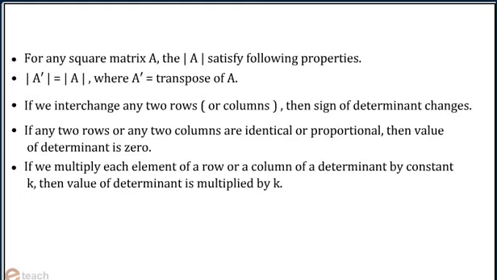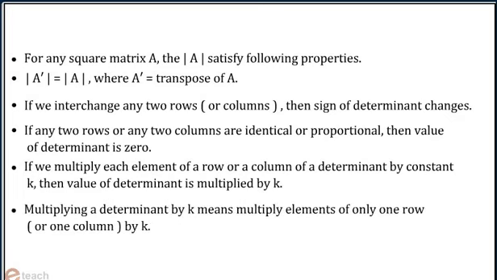If we multiply each element of a row or a column of a determinant by constant k, then the value of the determinant is multiplied by k. Multiplying a determinant by k means multiplying elements of only one row or one column by k. If A = [aij] 3 by 3, then |kA| = k cube |A|.